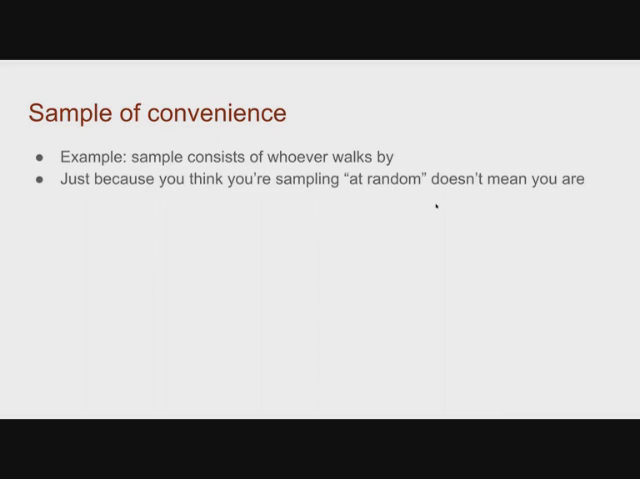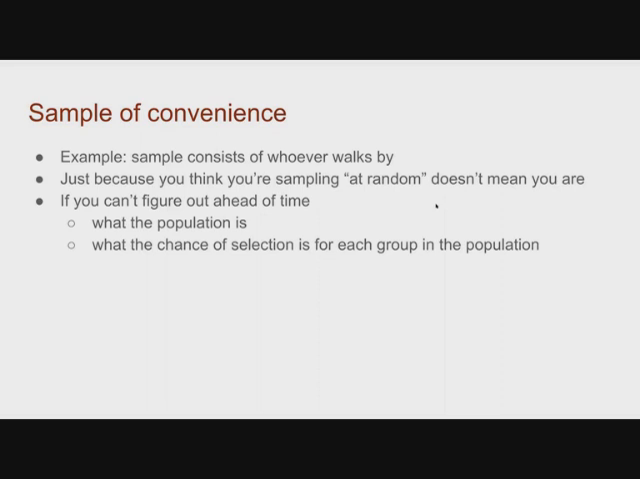And so in this case, obviously the right thing to do is that every mouse has an ID, and you're randomly using a computer or picking names out of a hat, which will work just fine. And if you can't figure out ahead of time what the population is and what the chance of selection is for each group of that population, then you don't have a truly random sample. That is the takeaway message from that.